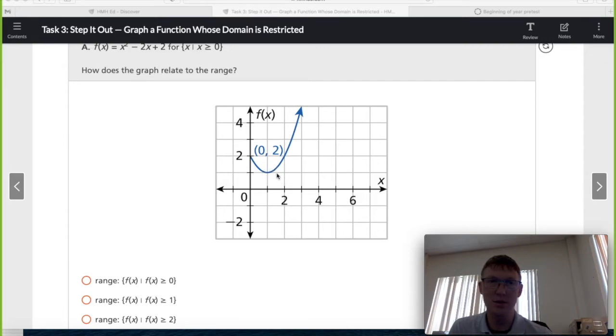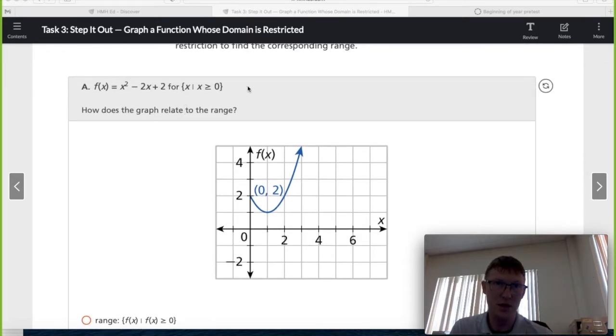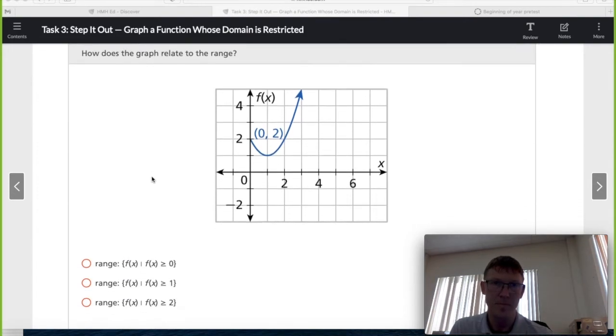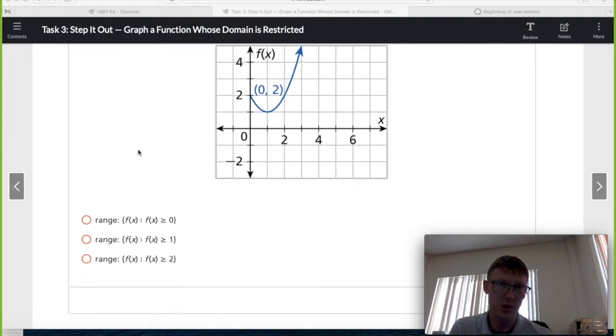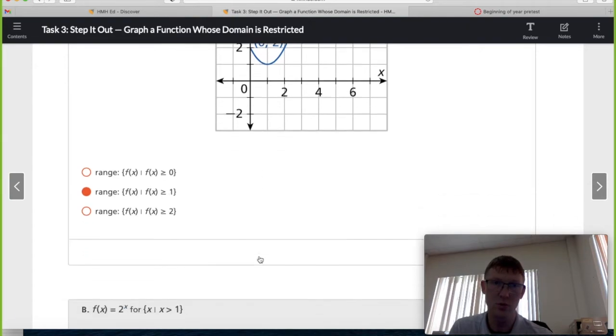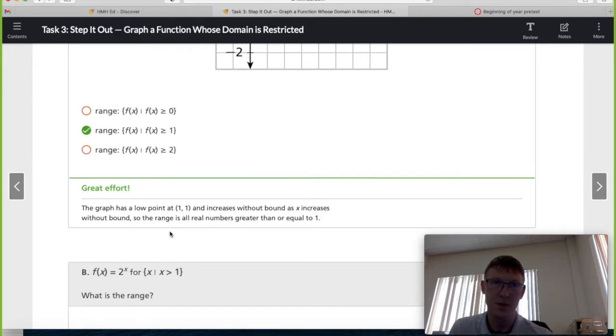Again, you can still look at the graph. They're not asked about domain because their domain is this part right here. So our range is still, what is that, from 1 up to infinity. So our range is f of x such that f of x is greater than or equal to 1. And there was much rejoicing.